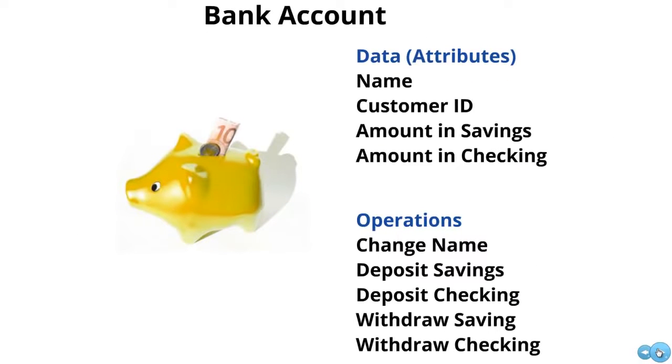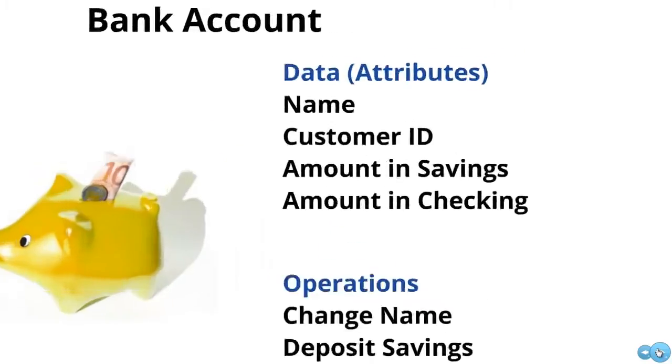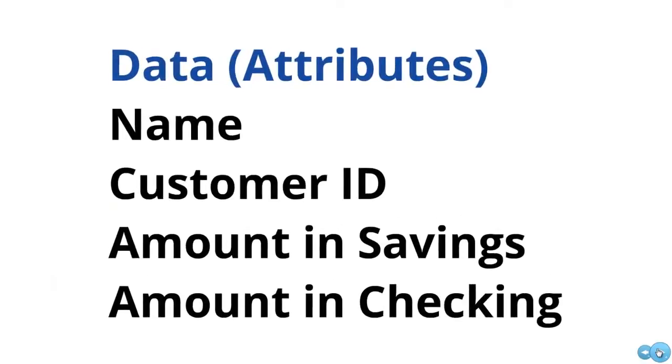Okay, so a bank account. When we think about a bank account, we once again want to think about the data and operations. For the data associated with the bank account, we think about the name on the account, maybe an ID, the amount they have in savings, the amount they have in checking. All of this is things that we can know about a bank account.